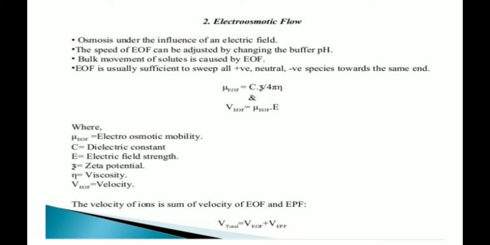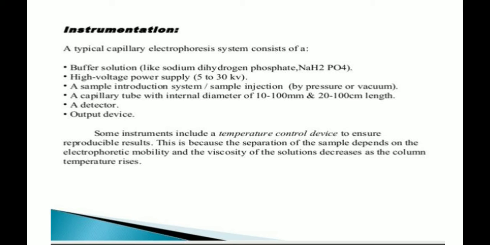So the velocity of ions is the sum of the velocity of electroosmotic flow and electrophoretic flow. Okay, so total velocity you can determine using the formula V total equals V electroosmotic flow plus V electrophoretic flow. That means if you add these two velocities, you will get the final or total velocity. Okay, so that is all about the theory part of the electrophoresis technique. Now we'll go to the next point, that is instrumentation of this technique, right?